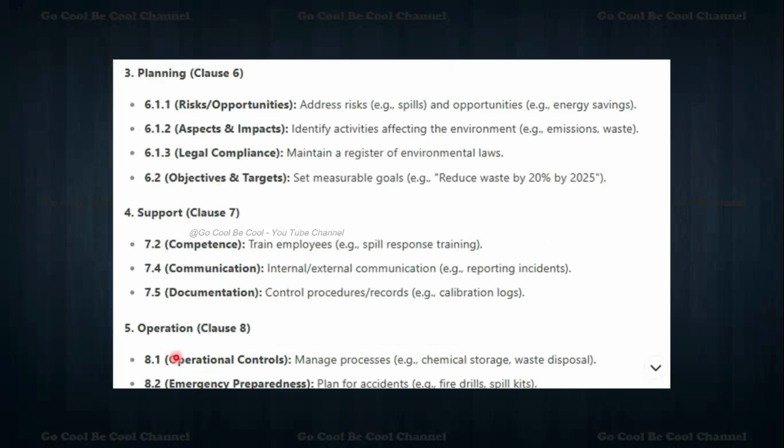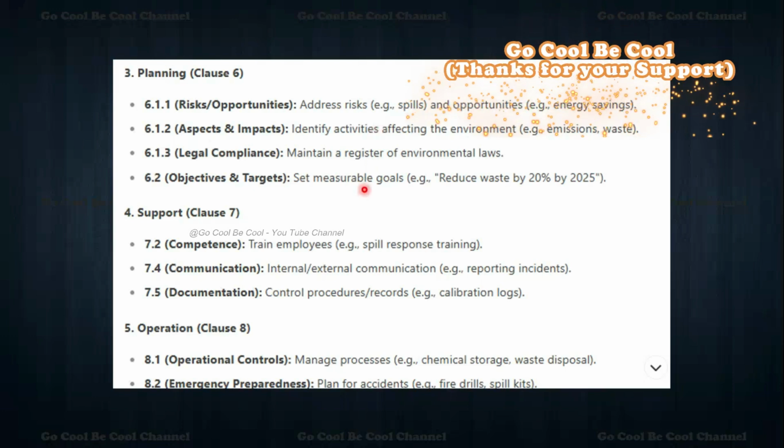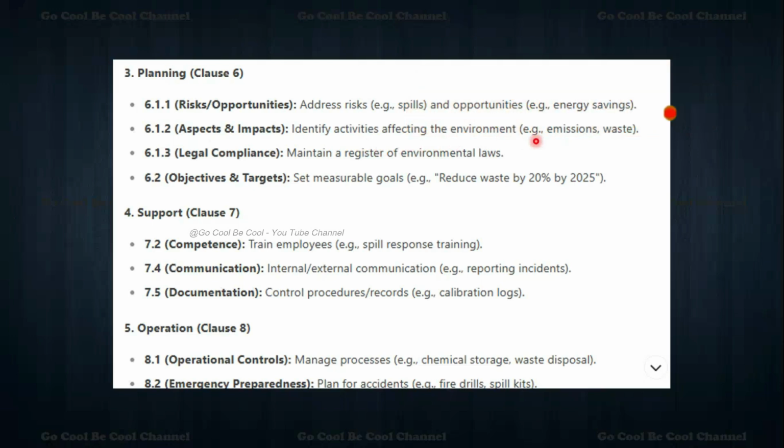When it comes to planning, clause number 6: 5 is leadership, 6 is planning. 6.1.1 is risks and opportunities. Address risks, for example spills, leakages and coolant, and opportunities, for example energy savings. 6.1.2 is aspects and impacts: identifying activities affecting the environment, for example emissions and waste. 6.1.3 is legal compliance: not meeting the regulatory body's requirements, so maintain a register of environmental laws.